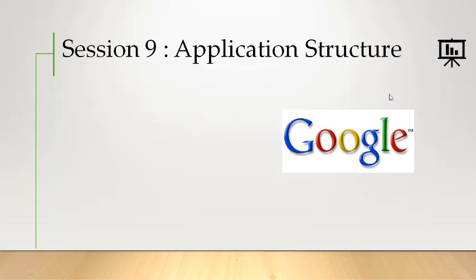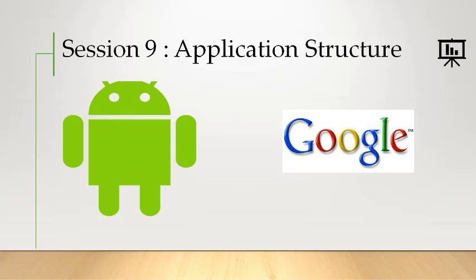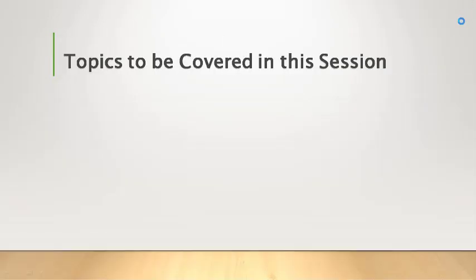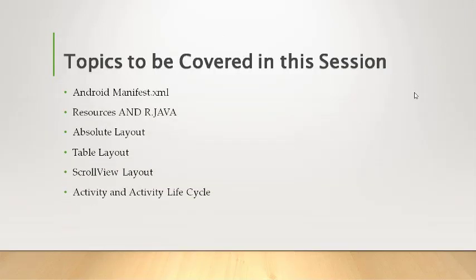In this session, we discuss the basic application structure of Android. The topics to be covered in this session are the Android Manifest.xml file, resources and R.java file, absolute layout, table layout, ScrollView layout, activity and activity lifecycle. These are the basic topics that make up the application structure of Android.